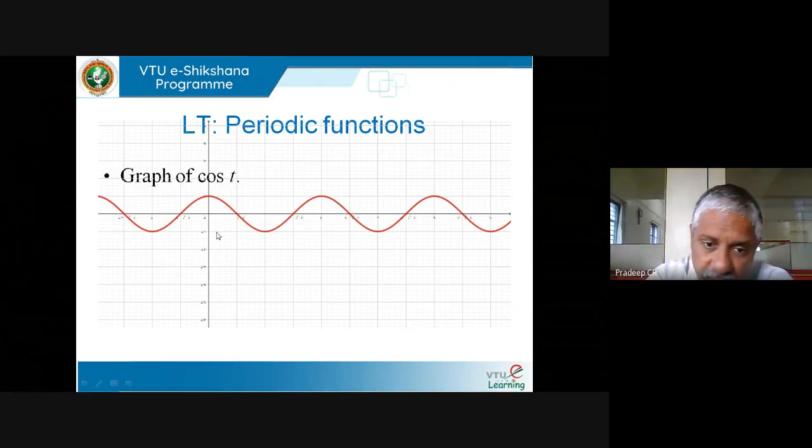Each vertical line is separated by pi by 2. The length from here to here is pi by 2. So this is 1 pi by 2, 2 pi by 2, 3 pi by 2, 4 pi by 2, which is 2 pi. So this is 2 pi. That's correct. So you observe the cos function from 0 to 2 pi.